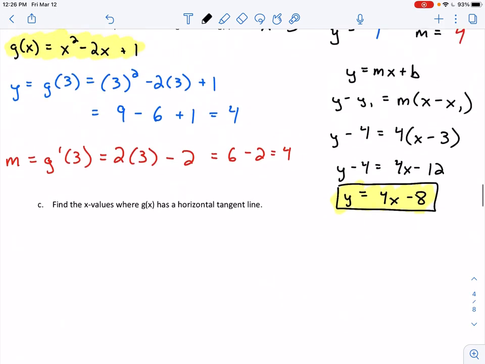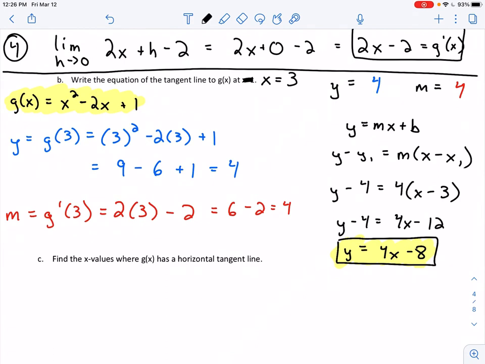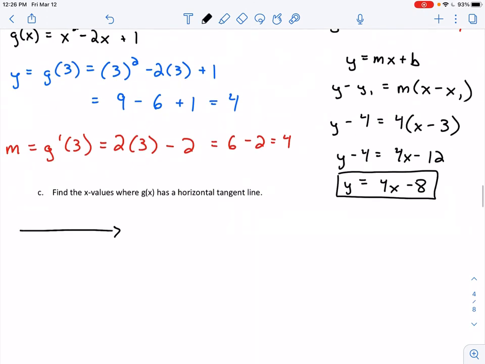Part C asks for something different. It says find the x values where our function g of x has a horizontal tangent line. So this time we're looking at a horizontal tangent line, and I first of all just need to think about, well, what does a horizontal line look like? Let's think about that for a moment. If I were to sketch a horizontal line, I could find the slope of that horizontal line. I know the slope of a horizontal line is 0. I'm going to need to know that piece of information.